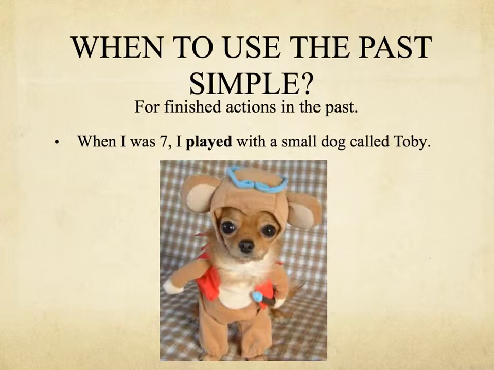And the example says, when I was 7, I played with a small dog called Toby. And this is Toby here. Okay, so I say I played, okay, with a small dog, but not now, okay? Toby is not with me now, is not in the present with me. This is only when I was 7, okay? So the past simple, we use it for finished actions, okay? Actions that are finished.